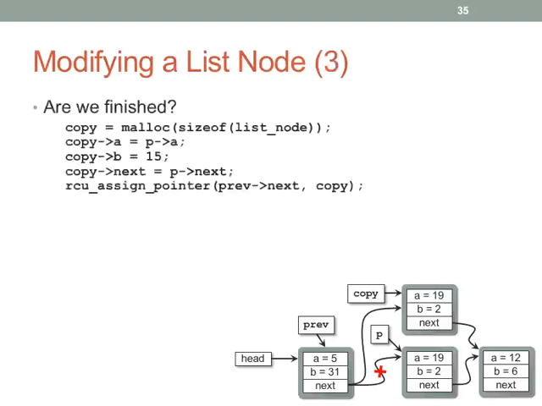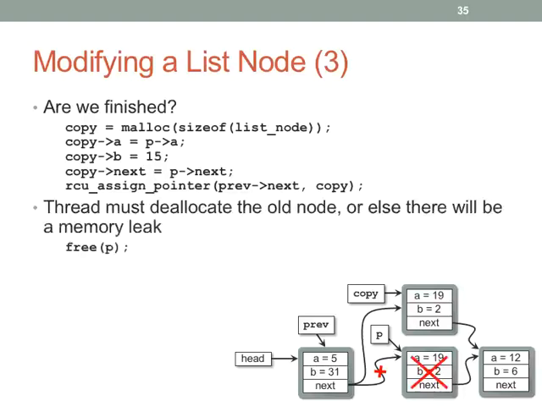Okay, so are we finished? And this is where we start talking about releasing resources. I created a new copy, changed its values, published it, and now I have the old version. P is pointing to the old version, right? So I need to add in some operation to release that memory, or else my kernel will quickly crash because I'll run out of space, right?